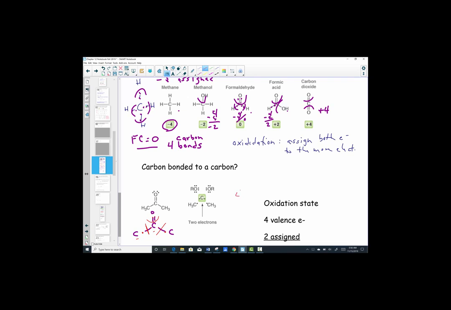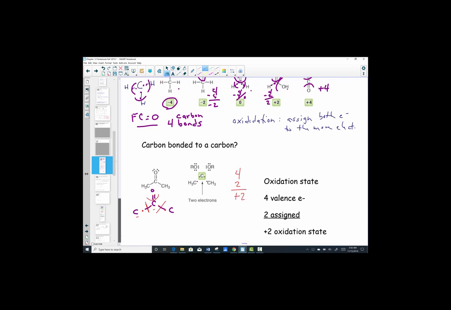And so if carbon lives in group 4A, and it only has 2 assigned electrons, this ends up to have a +2 oxidation state overall. So a reminder, if it's tied, if it's bonded to the same atom, then you just give 1 electron in each direction.